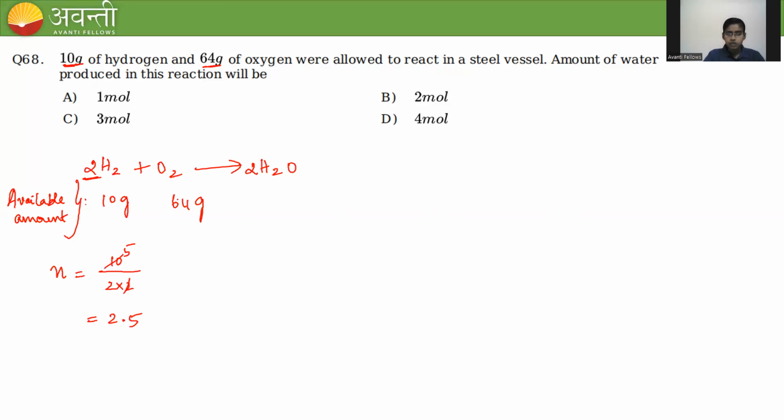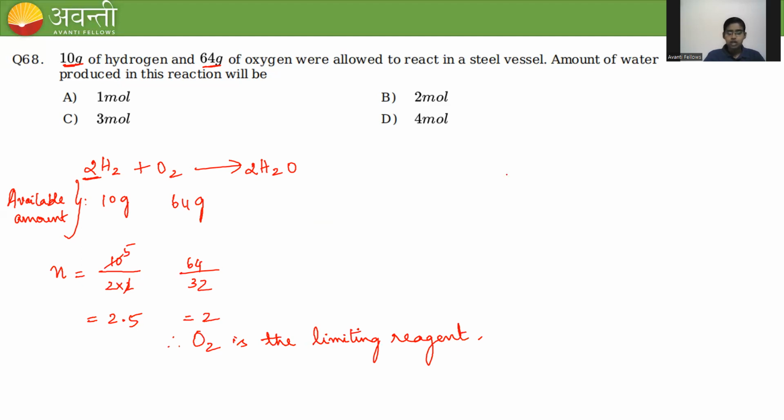Now coming to the number of moles of oxygen, its mass is 64 and the molar mass of oxygen is 32. So the number of moles is 2. So now if you see, the oxygen is present in a much lesser amount. So oxygen is the limiting reagent. Oxygen is the limiting reagent in this question. Okay. Now that only limits the reaction and it determines the amount of product that is being formed.